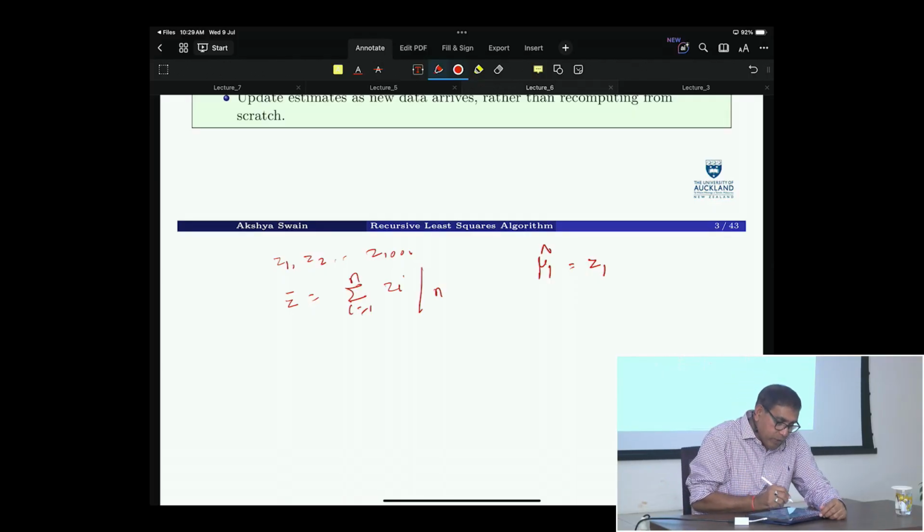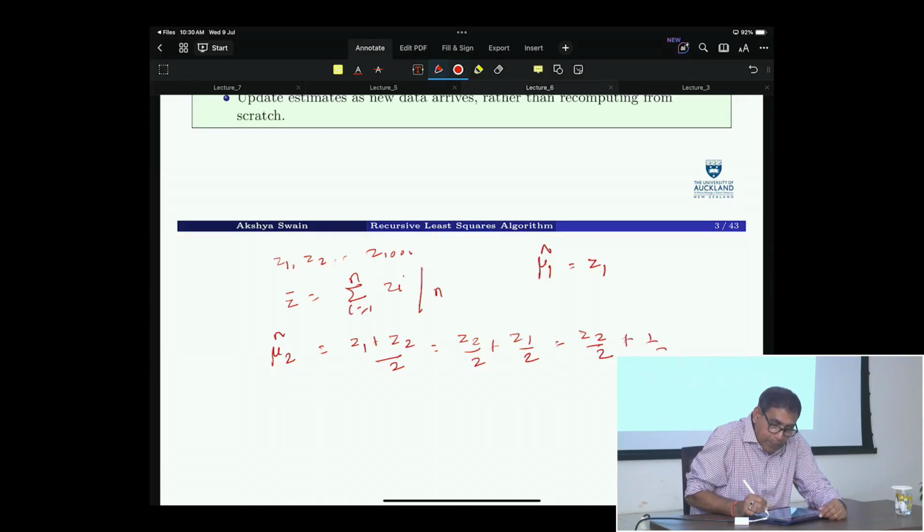When the second sample comes, mu2 cap should be equal to, first I am writing the general formula, Z1 plus Z2 by 2, that is equal to Z2 by 2 plus Z1 by 2. Clear? That is equal to Z2 by 2 plus half of what you have estimated before.